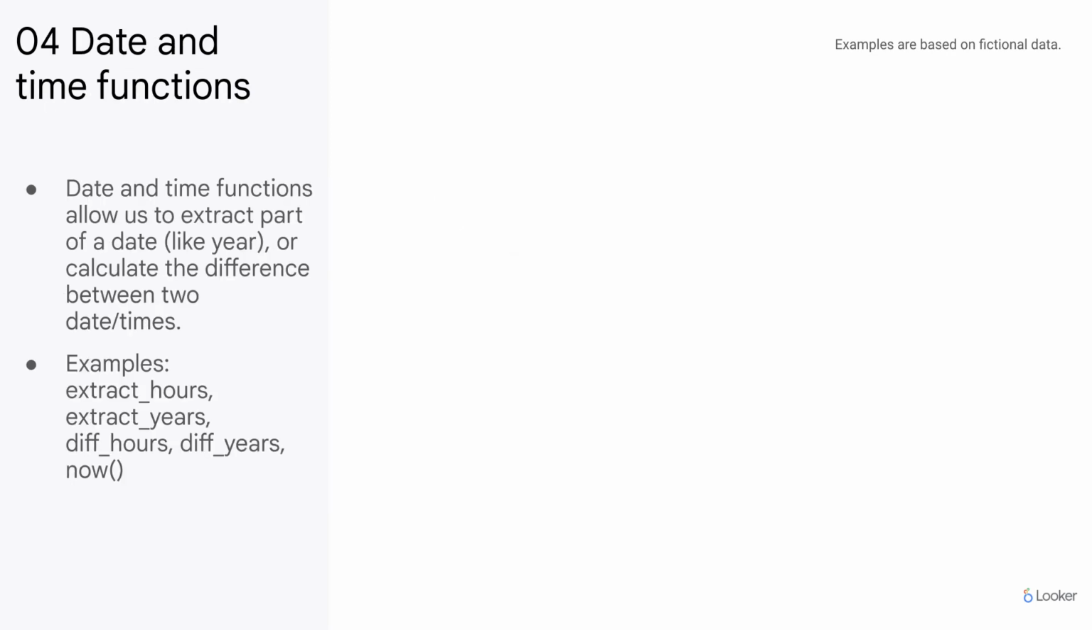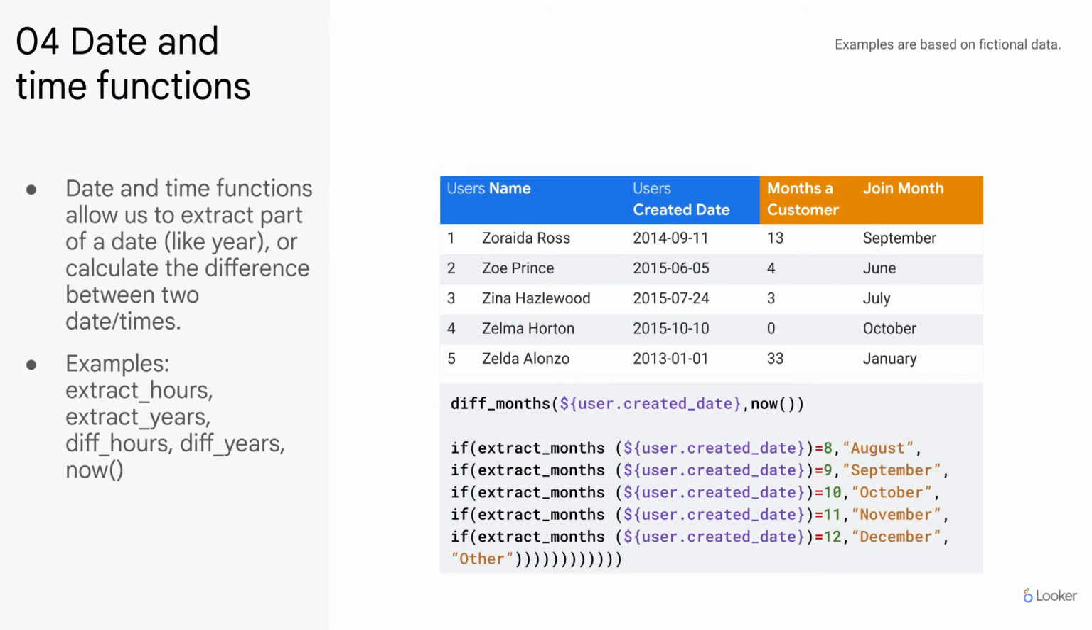Finally, date and time functions operate on date-time results and allow you to extract time periods and calculate date differences and additions. You can also get the current date, time, or date and time, and create arbitrary date fields as needed. In this example, there is a created date dimension showing when each user registered on our site. The months as customer table calculation calculates the differences in months between a user's created date and today's date, using the diff months and now functions.